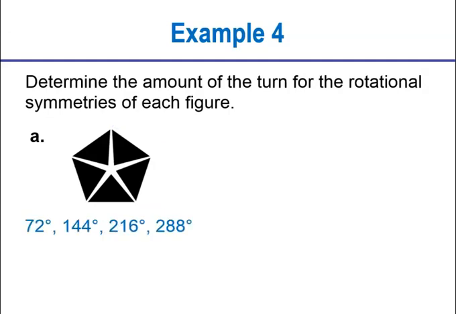Well, look at their answer. You got 72 degrees, 144 degrees, 216 degrees, and 288 degrees. What is that coming from? Well, the first rotation is 72 degrees. And the second rotation is 72 plus 72, that's 144 degrees. And then another 72 would make that 216 degrees. And then another 72, that's the 288 degrees. So all of those are considered rotational symmetries of this figure.